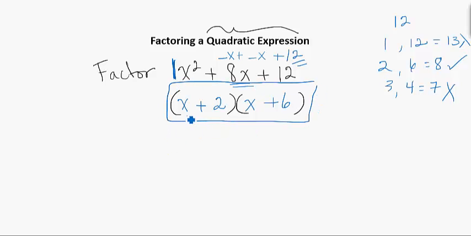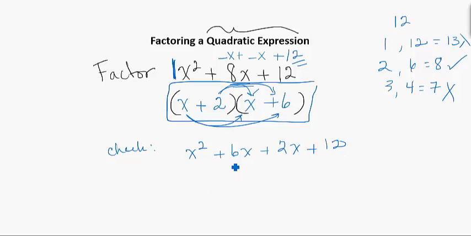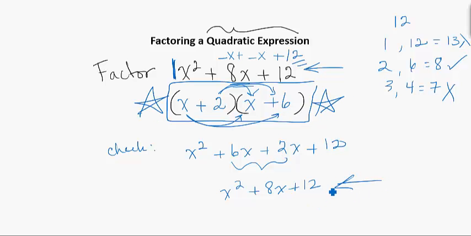Now, when we go back here, we can check this by distributing. X times x is where I get my x squared. X times 6 is going to give me plus 6x. Then I'm going to take the second term, which is 2, and I'm going to add 2x, and then 2 times 6 will give me 12. Combine your like terms. We get x squared plus 8x plus 12, and this is indeed what we started with. Now this is what we're looking for, but this way we were able to make sure that we got our answer correct.